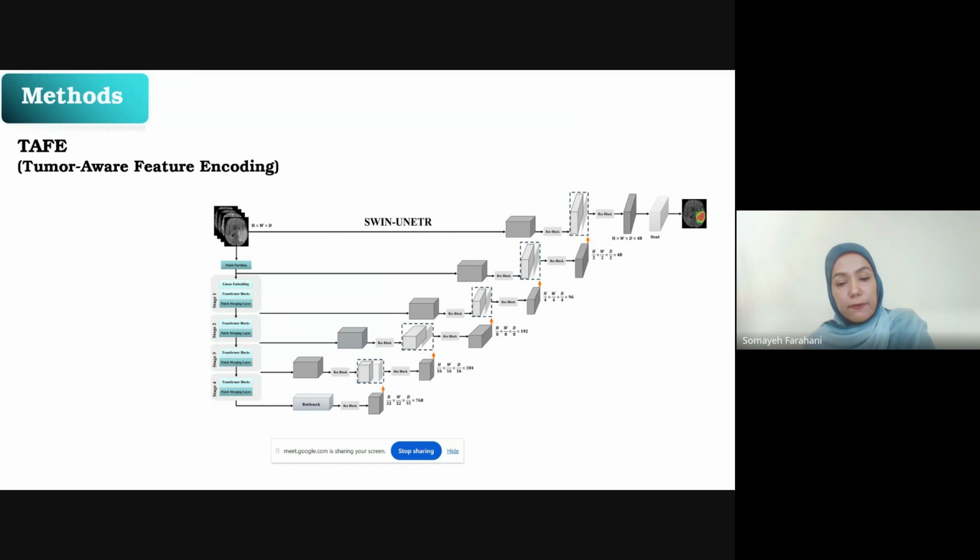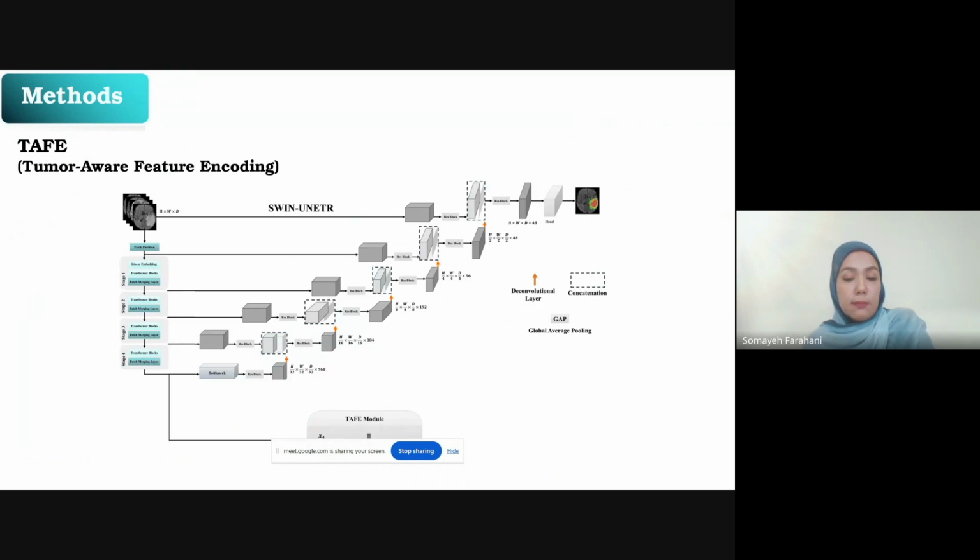The first module is TAP, tumor-aware feature encoding. It uses the SWIN-UNETR segmentation branch to guide the classification pathway. The loss function combines both segmentation loss and classification loss. So the encoder learns to focus on the tumor-centric features at every stage. Another key part of TAP is multi-scale feature extraction. The encoder generates hierarchical feature maps, each capturing a different level of detail and abstraction. You can take features from different levels, summarize and concatenate them for the biomarker classification.